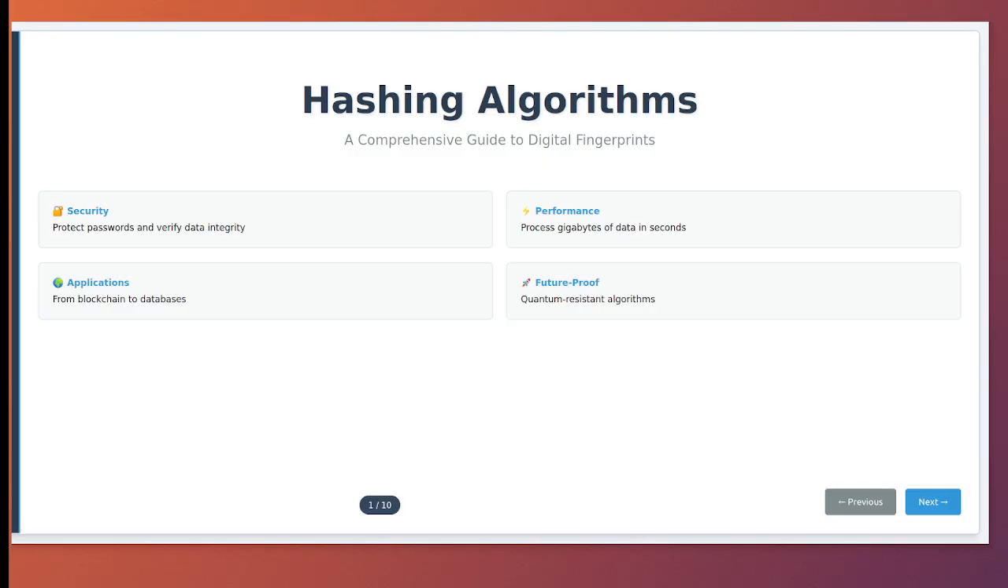Think of a hash function as a digital fingerprint generator. Just like every person has unique fingerprints, every piece of data can generate a unique hash value. But here is what makes it special. While you can easily generate a fingerprint from a person, you cannot recreate a person from their fingerprint. That is the beauty of hashing.